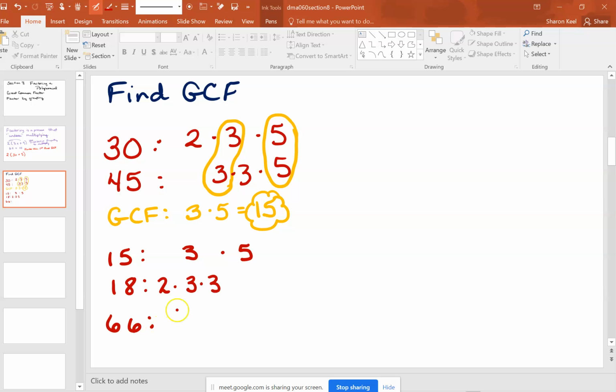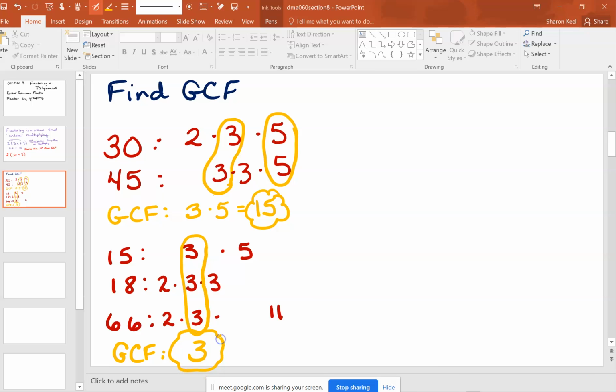66 would be 6 times 11. So that would be 2 times 3 times 11. So if I'm trying to determine my greatest common factor, they do not all 3 have a 2. So I can't use the 2. All 3 of them do have a 3 in common. They don't all have a 5 nor an 11. So for this one, the greatest common factor is simply going to be 3.